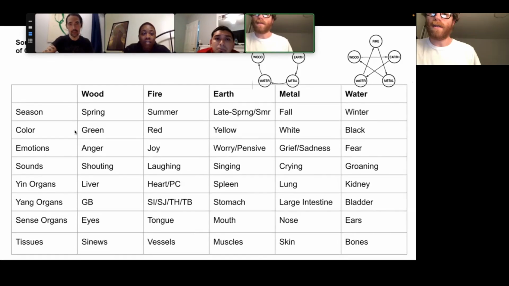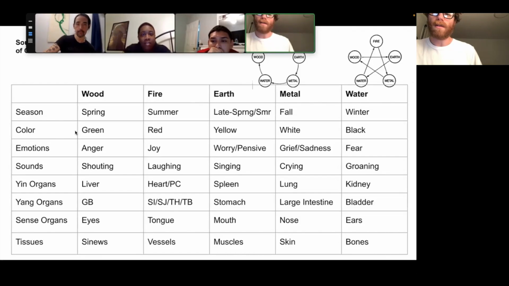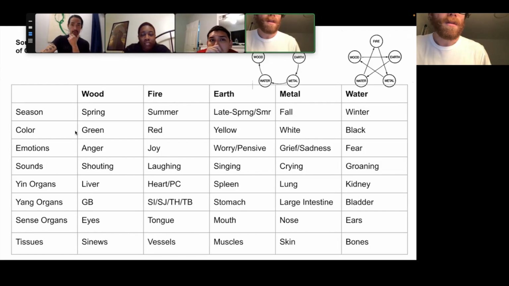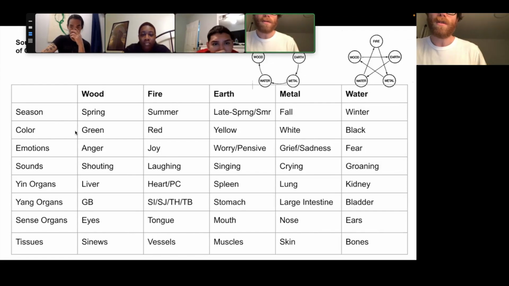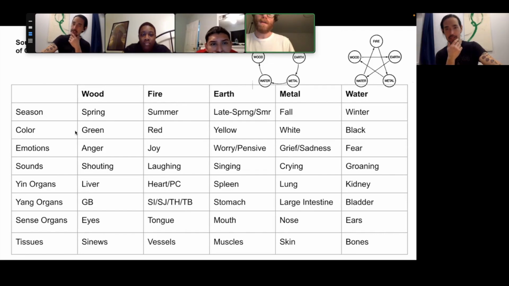I feel like it's with the topic, but it's about joint pain. Would joint pain be more the sinews? Or would it be more in the winter with the water and the bones? Great question. Great thinking.